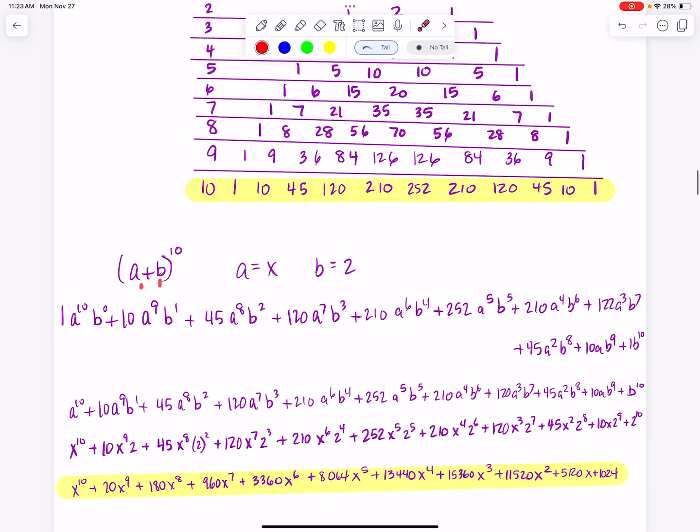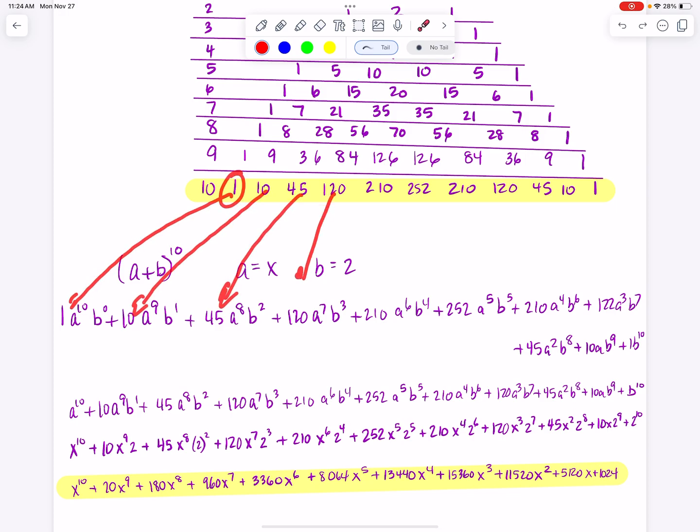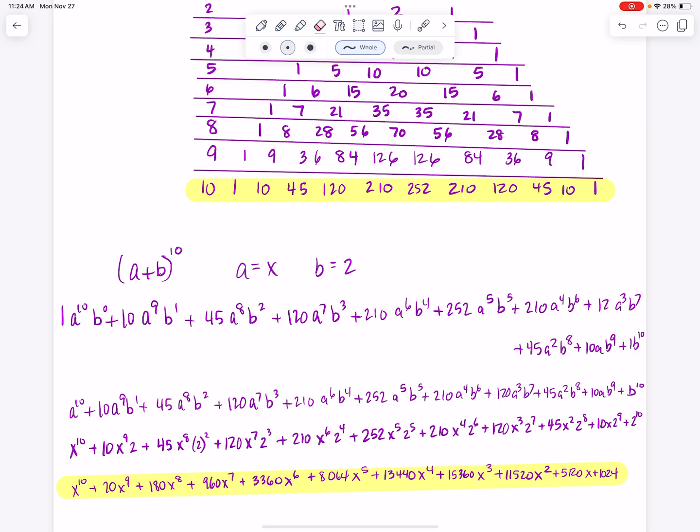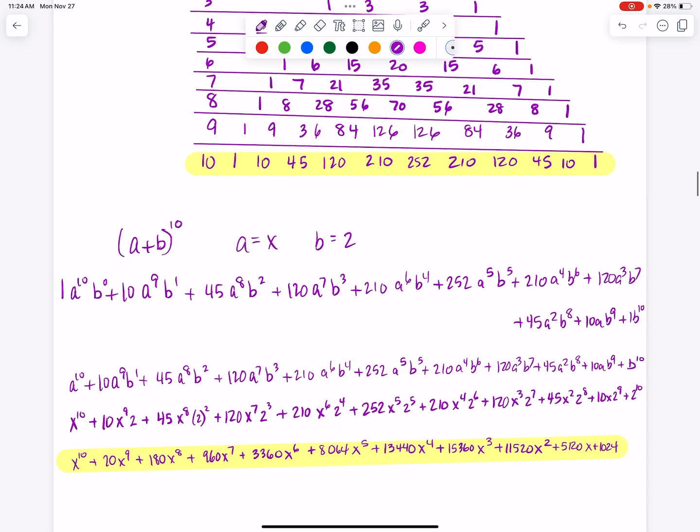And where these numbers go, the 1, the 10, the 45, the 120, the 210, and so on, these go here. These are your coefficients. So this 1 goes here, this 10 goes here, 45 goes here, and so on. Oops, I miswrote that there. There we go. And so those are your coefficients.